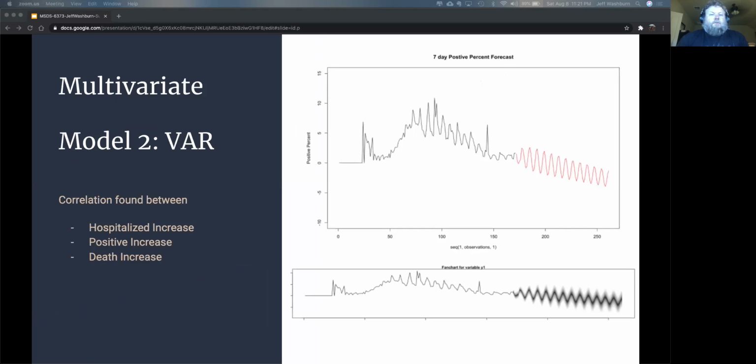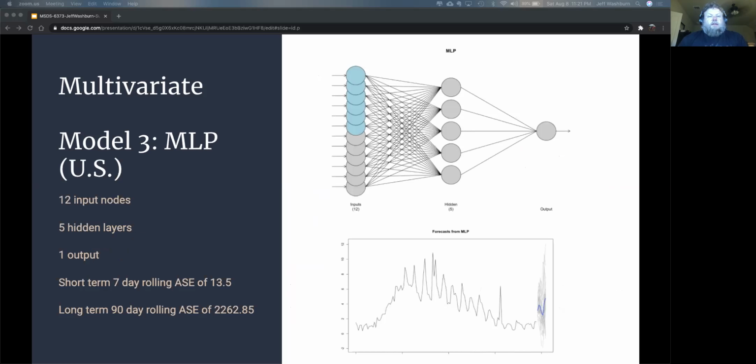The multiple regression with correlated errors did not take into account the possible correlation structure within and among the independent variables, so I combined hospitalized, positive, and death increase. I combined those variables for the VAR and you can see the long-term forecast looks pretty good. Moving on to the MLP model, I chose the default parameters and combined the correlated variables from before using XREG. I combined using the mean. The corresponding MLP model has 12 inputs and 5 hidden layers, along with 1 output.